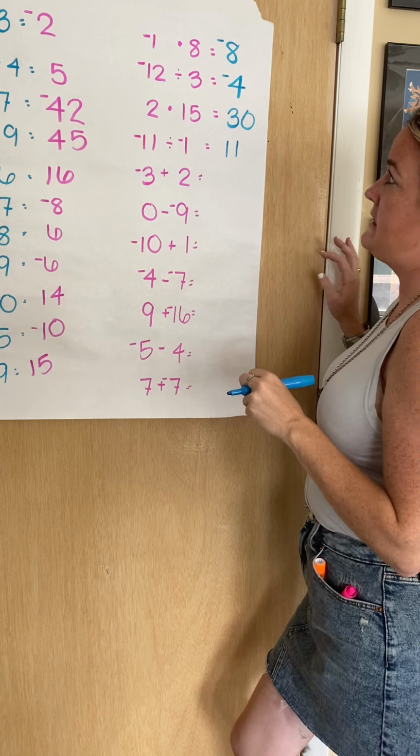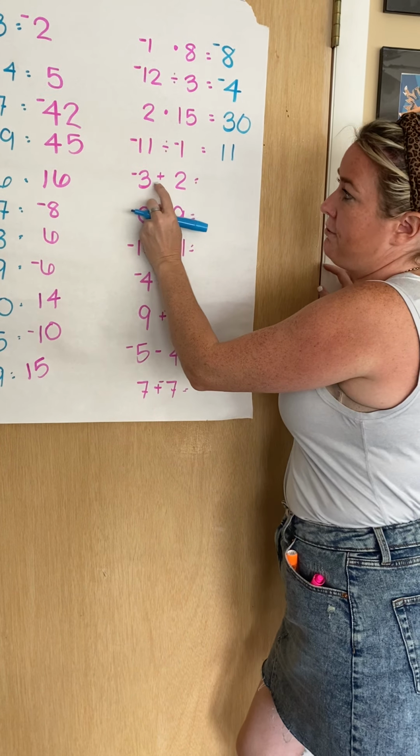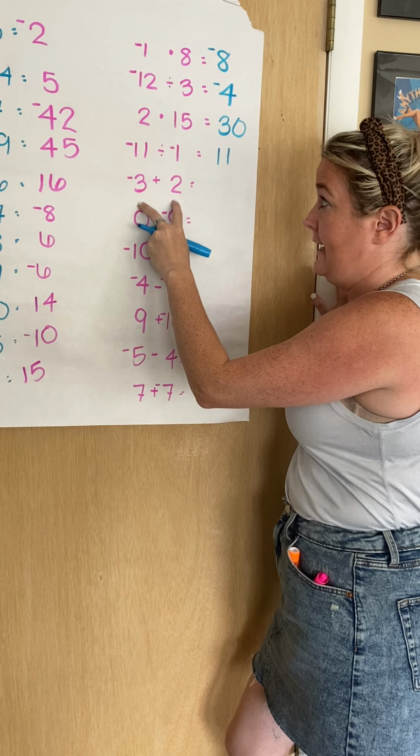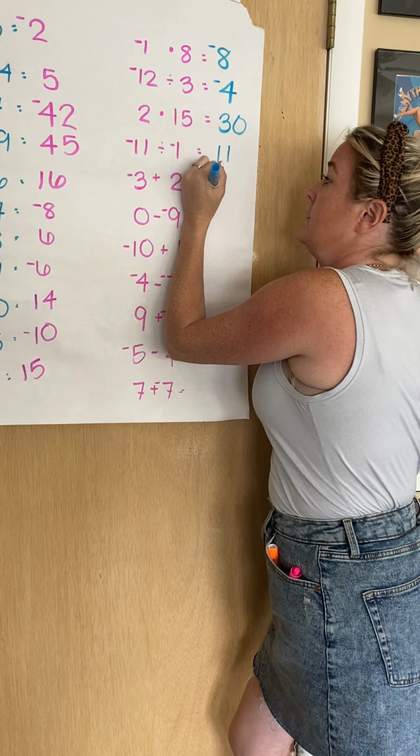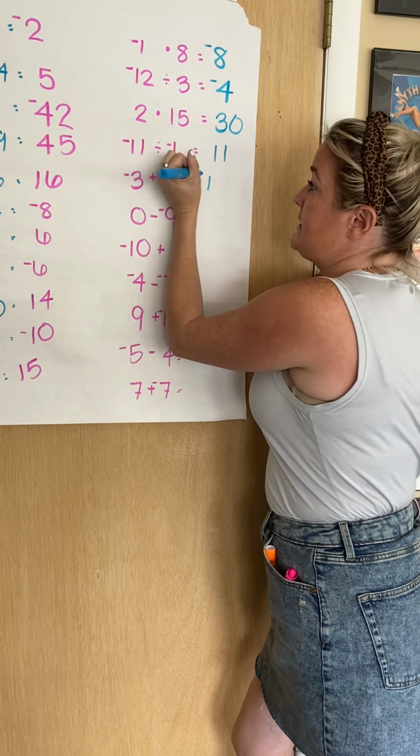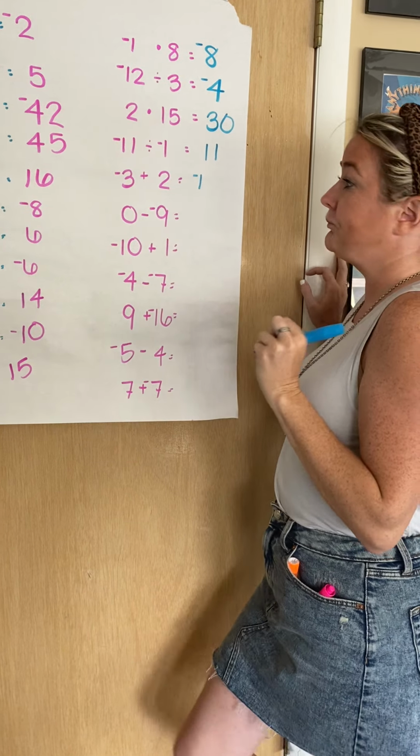Okay, so now we're going into addition and subtraction. So negative 3 plus 2, my signs are different, so I'm going to subtract absolute values. 3 minus 2 would be 1. Since 3 has a higher absolute value and it's negative, it's going to be a negative 1.